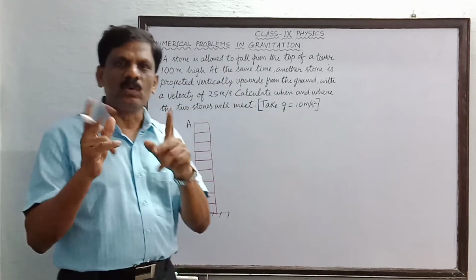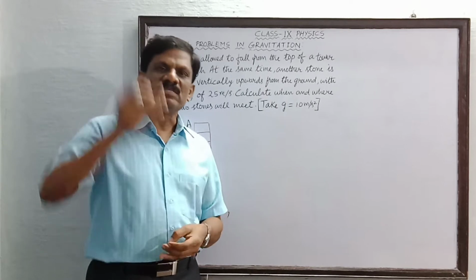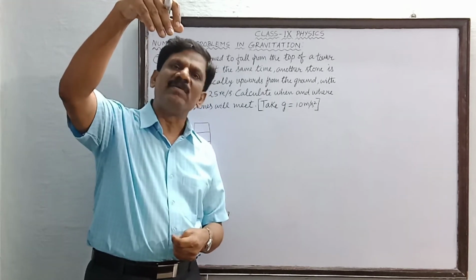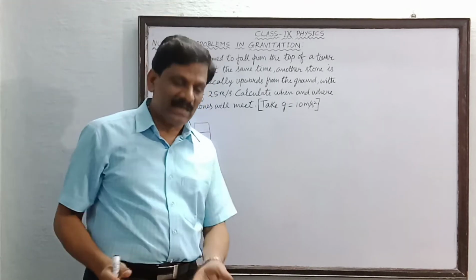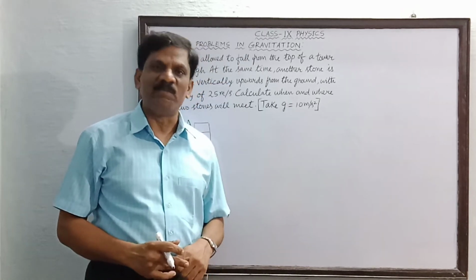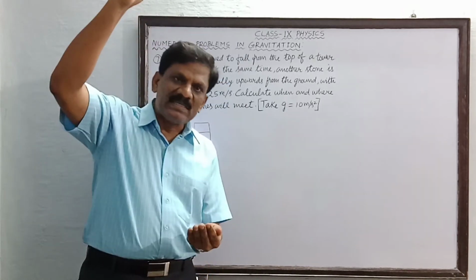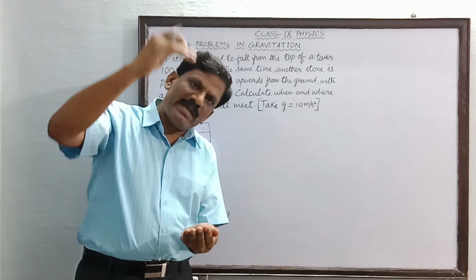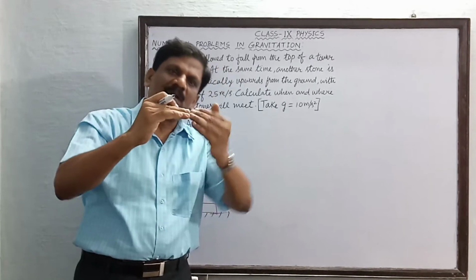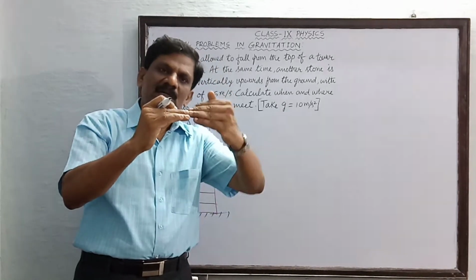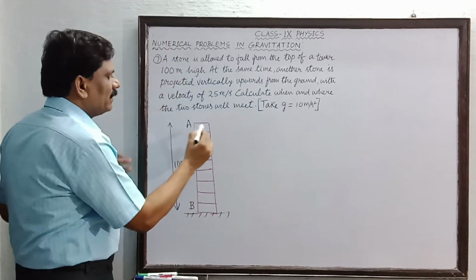There are two stones involved in this problem. One stone is dropped freely from the top of the tower. At the same time, another stone is projected in the vertically upward direction. So at one stage, what will happen? The stone coming down and the stone going up are going to meet at one point. So I will take the first stone.